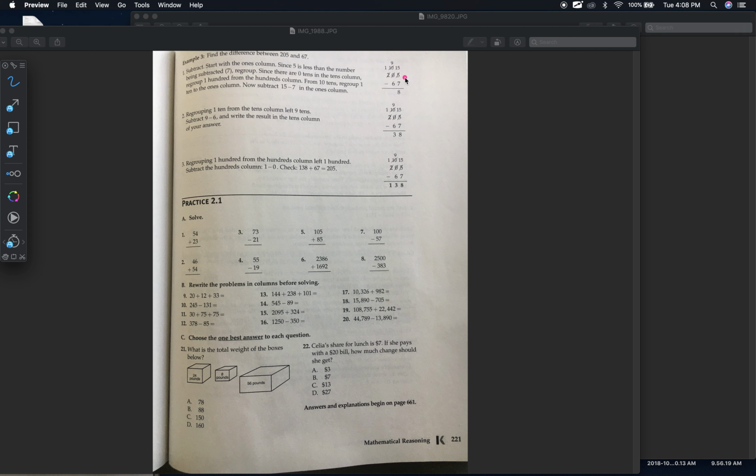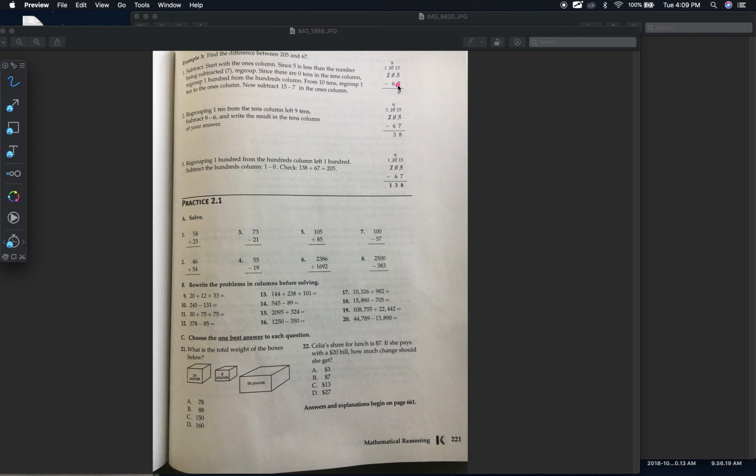So what they did here, you basically need to subtract this number from this number. So 5 minus 7, you cannot take 7 away from 5, okay? Because it's a smaller number. So what they needed to do was borrow from this number. But as you can see, that's a 0, so they can't borrow from it.